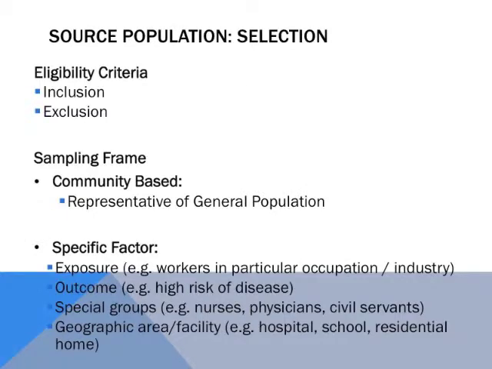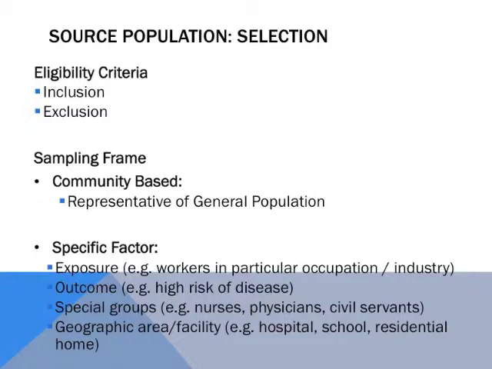To ensure that the source population has these required characteristics, a priori the study investigators develop eligibility criteria which outline the characteristics of the individuals to be included and excluded from the study. Based on these criteria, participants are recruited using a community-based sampling frame so that the participants are representative of the general population, and as such the results of the study can be generalized to the population.